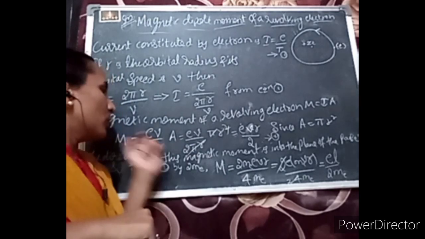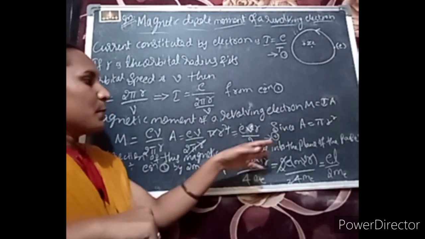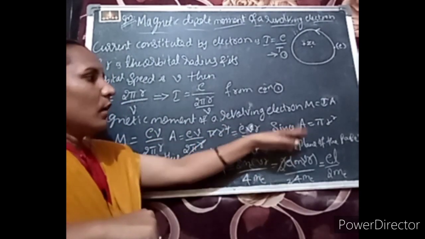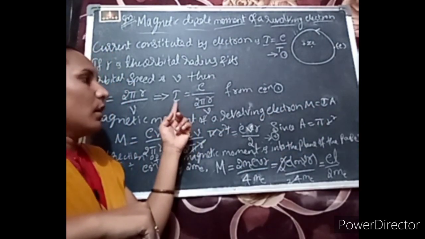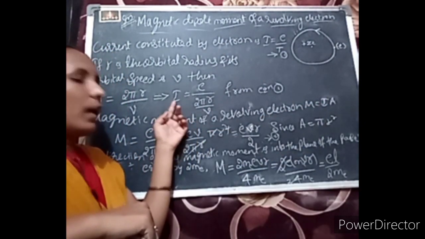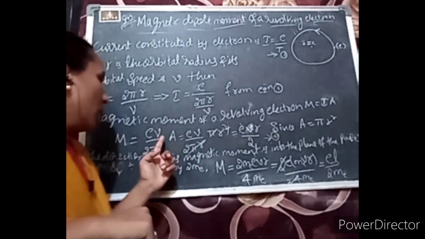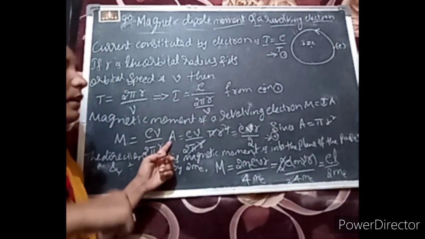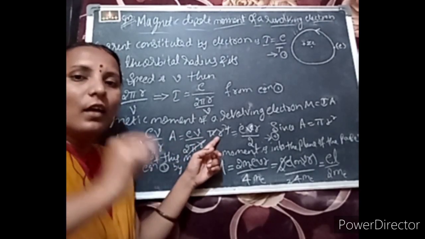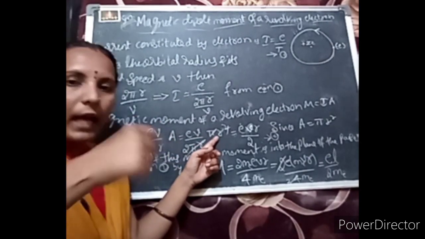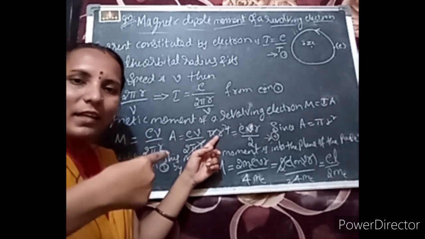So m is equal to I a, just substitute. What is the I value from the equation? Write that from this equation. It becomes e v by 2 pi r, into A as it is, and A is considered to be pi r square, the area of a current carrying wire, but here it is an orbit.